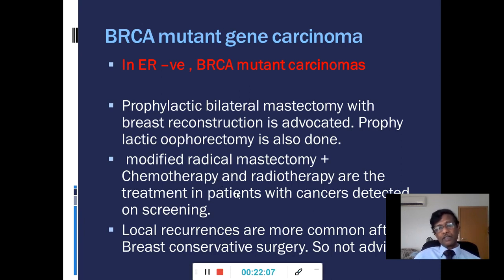The local recurrences are more common after breast conservative surgery. So even though the tumor is very small, it is not advocated in BRCA mutant gene cancer patients. The best option is modified radical mastectomy followed by chemotherapy and radiotherapy, which gives better survival chances for these patients.